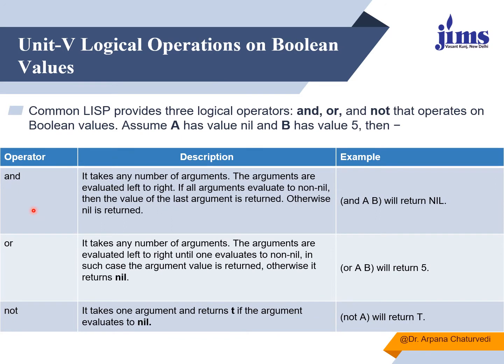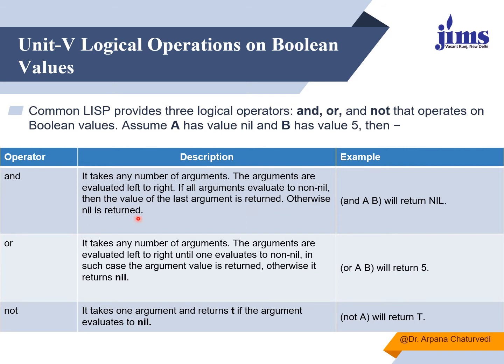Now see logical operators. Logical operators are AND, OR, NOT. As you know, the AND operator checks whether both the values are true or not. If so, it returns true, otherwise it returns false. But here in Lisp, AND takes any number of arguments. The arguments are evaluated from left to right. If all the arguments evaluate to non-nil, then the value of the last argument is returned.